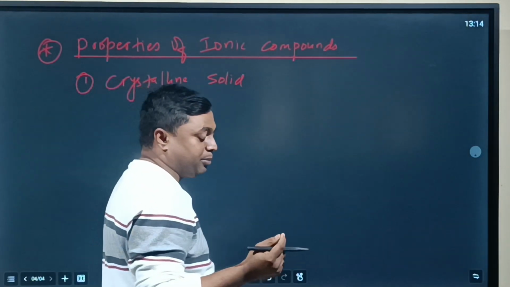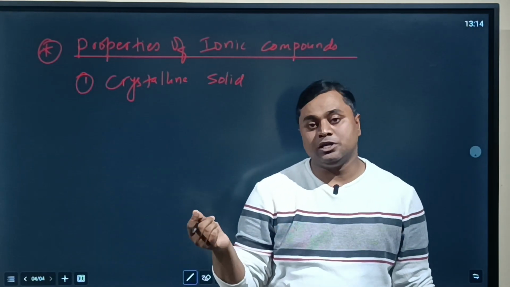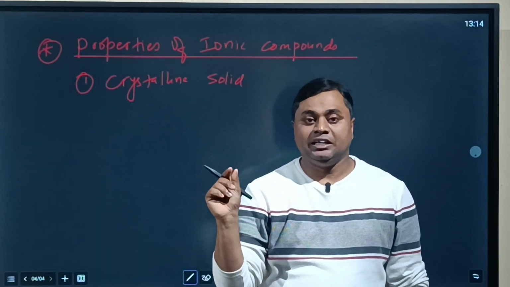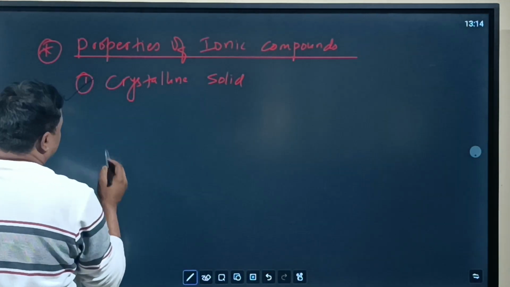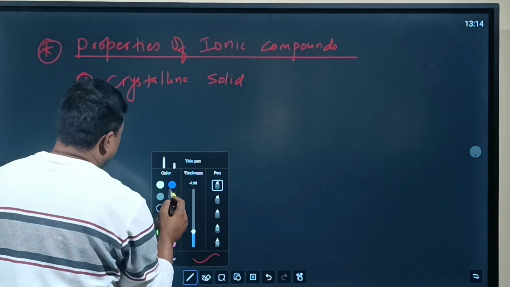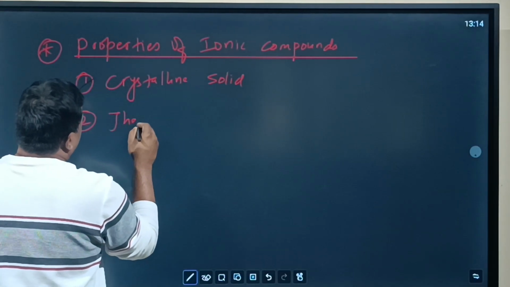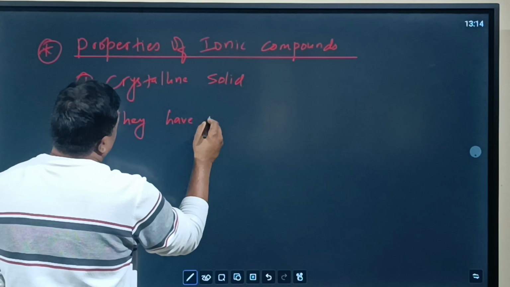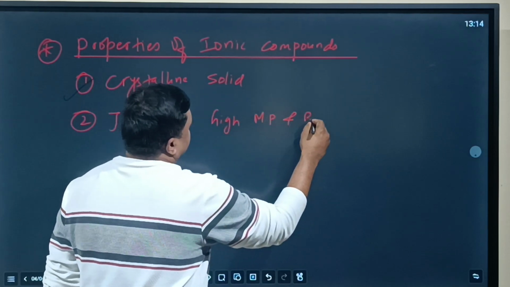Okay, for example, you see common salt, that is only NaCl, right? Once you observe the NaCl, it is in the form of crystal and solid state. So it is generally crystalline solid. Yes or no? Similarly, other properties we will talk about, they have high melting point and boiling point.